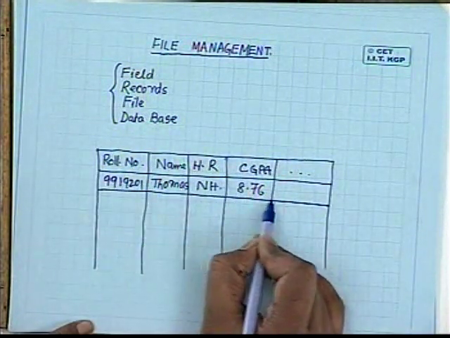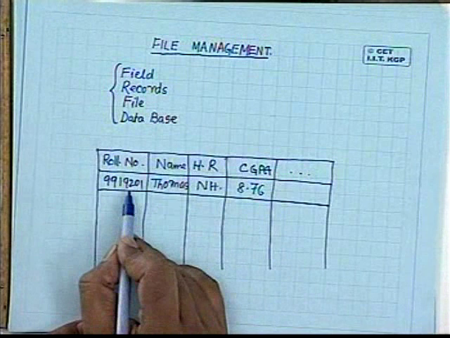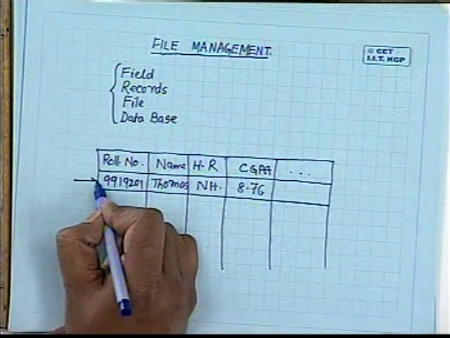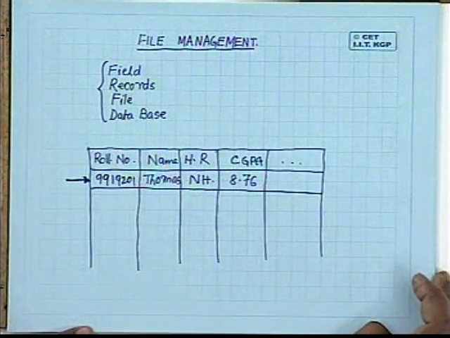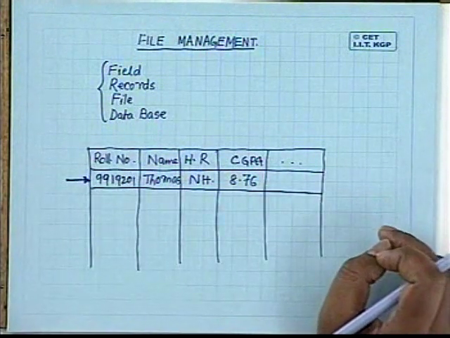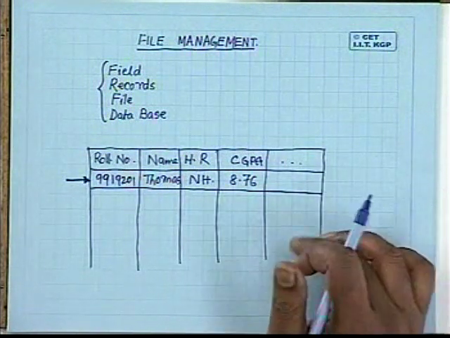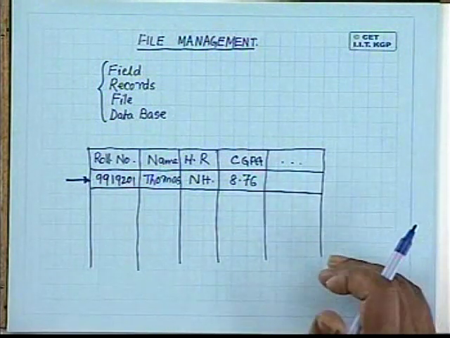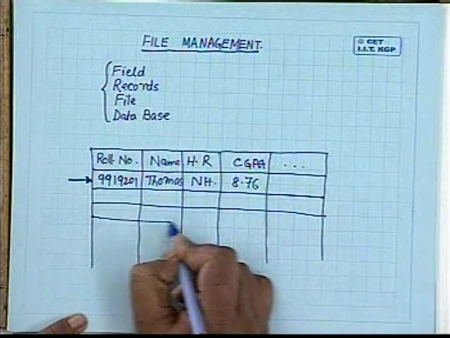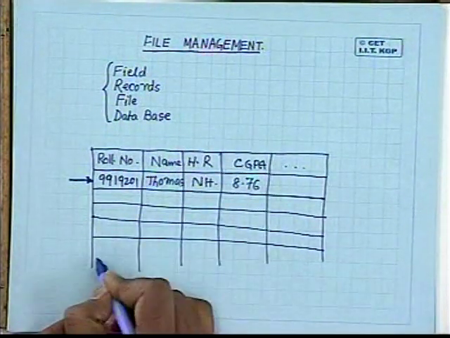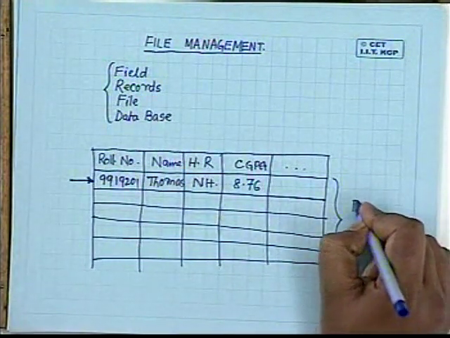Similarly, a collection of related fields is called a record. So as in this case, each of these rows in the table is nothing but a record. When you take a collection or a set of related fields, that becomes a record. And a file is nothing but a collection of similar records. So if I have a number of such entries in the table, then all these entries taken together become a file.